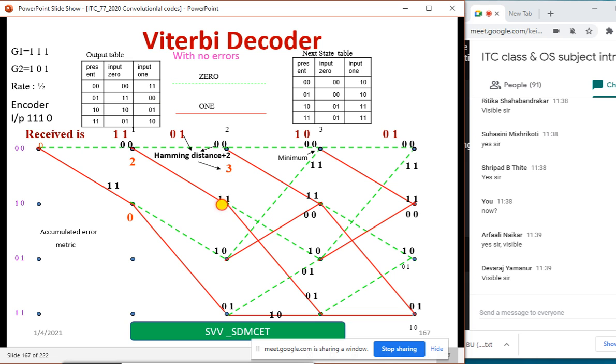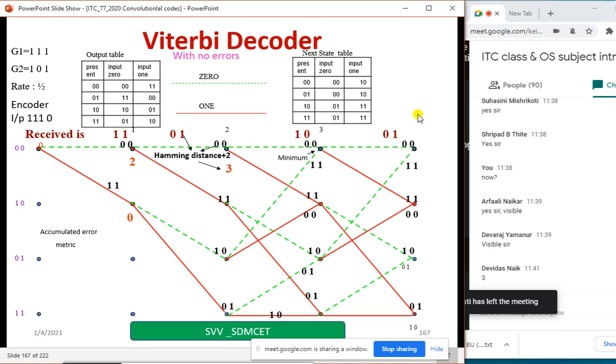Now can you write how much is here in the chat box? The Hamming distance between these two I have to find out, and add the previous. How much will it become for this? You can type in the chat box. Find the Hamming distance between received and this output, plus previous. So the total will become how much here? 3. I think Devidas Naik has told. Channavi, Rohan, Jyoti, Devraj, Praveen, all are typing.